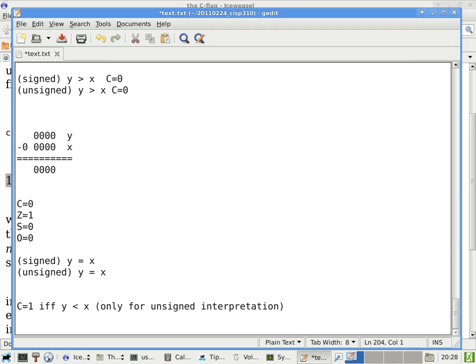So please review what we have talked about so far before next Tuesday. And then on next Tuesday, we will talk about how to interpret the flags for signed comparisons. So read ahead of me, otherwise it will be confusing like heck.